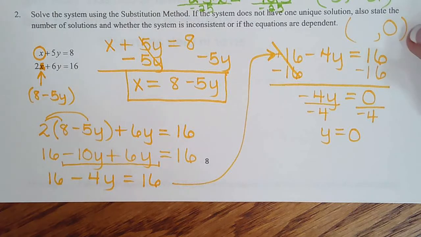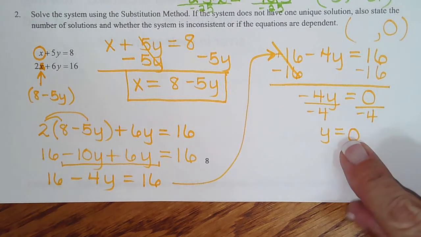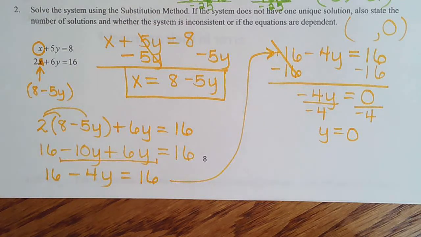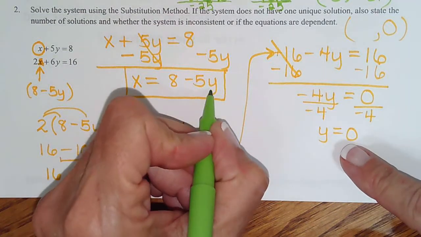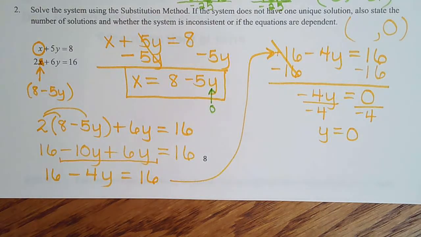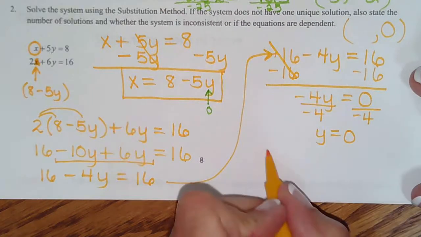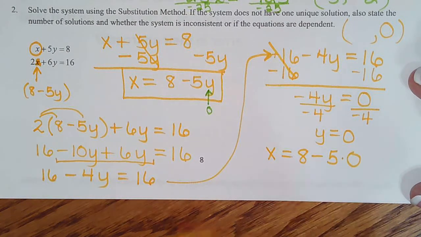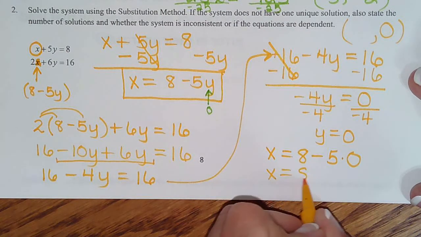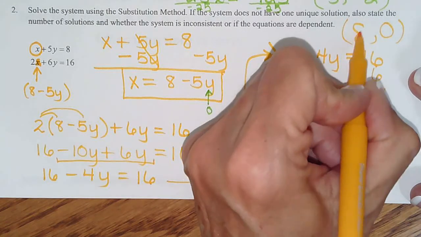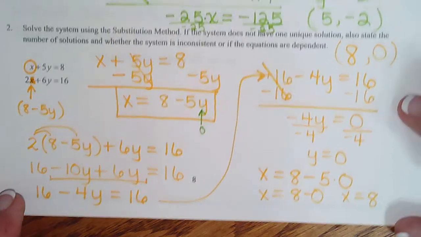So I'm looking for the point of intersection, and I know y is 0. Now I need to find my x. And this is where your box comes into play. That's why I love substitution, because you just go right back to the box. So in place of y, you're going to put 0. So we'll get x equals 8 minus 5 times 0. x equals 8 minus 0, so x equals 8. And then you go up here and fill in your 8.